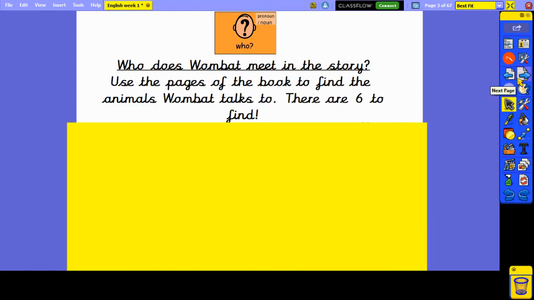Next question for you. Wombat meets a lot of other characters in the story. Who does Wombat meet? I want you to pause the video in a minute and use the book to find all the animals Wombat talks to. There are 6 animals to find. Use the book to help you. Pause the video now while you have a look. Okay. There were 6 other characters that Wombat meets. Let's see if you found them all.